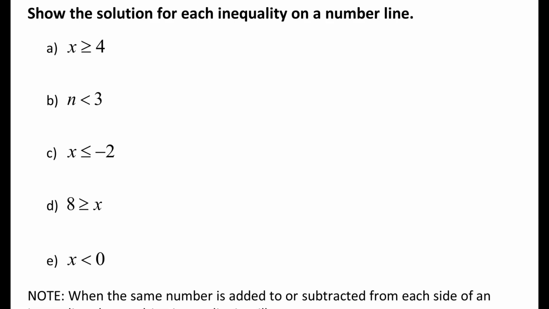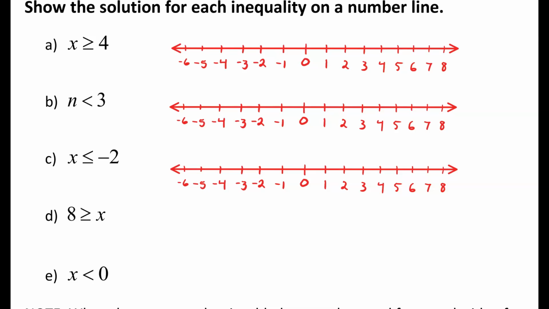Now we'll look at showing the solution for each inequality on a number line. So this time, instead of being given the number line, we're going to be creating the number line to get a good understanding of how to write this down. What I started off with doing is first creating the number lines for the questions that I'm going to do for you here. So I just did a simple number line with an arrow on each side and then just made approximate spaces and numbered it positive and negative.